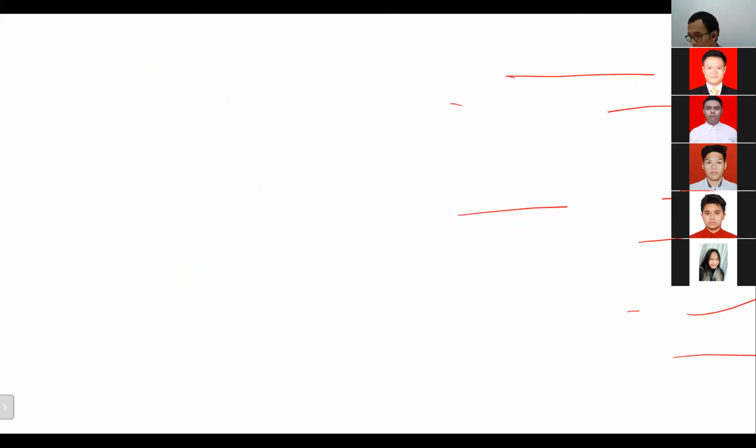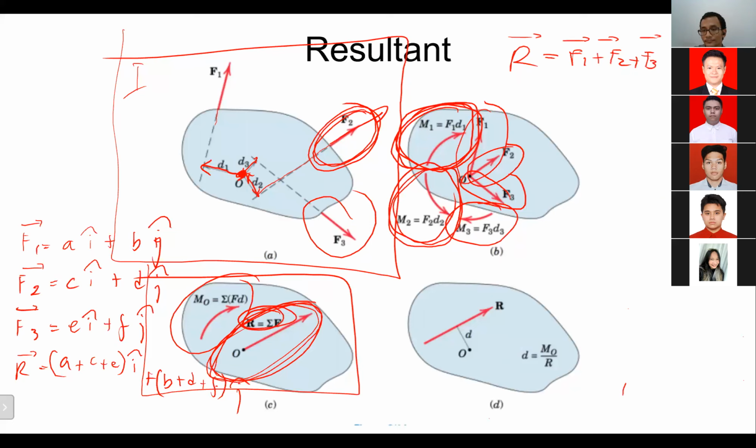What's wrong with this? Okay. Do you get it, guys? Supposed to be okay, right? Yes, sir. And the last thing is I want to represent those force and couple. This one, figure C, okay? Figure C is a force and couple system.